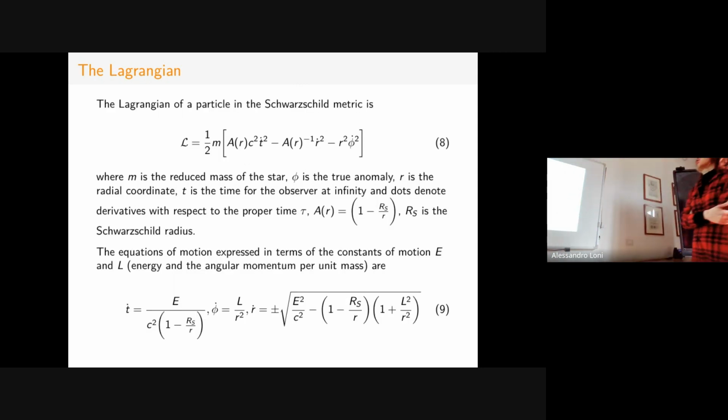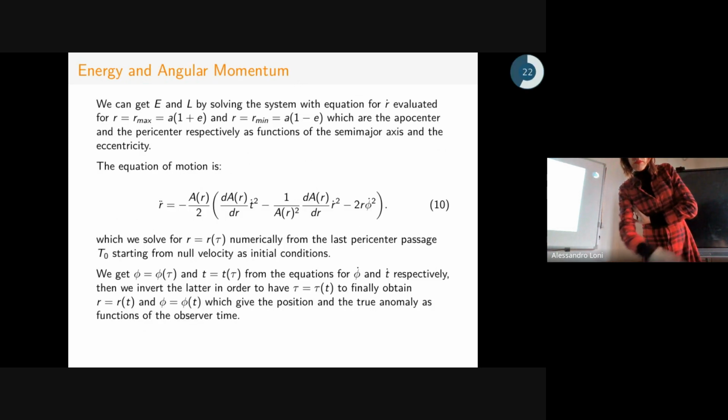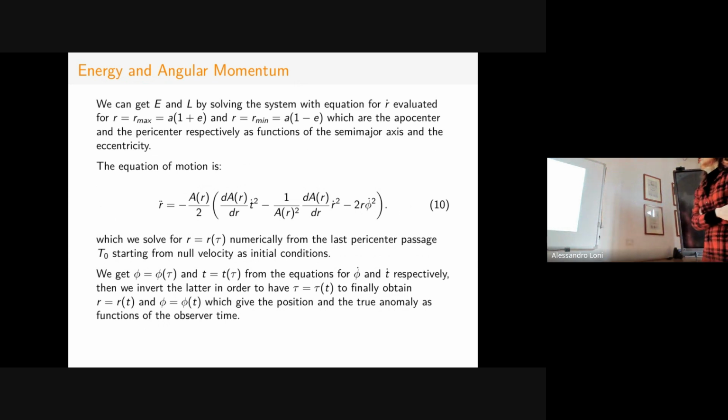Starting from the Lagrangian, written in the Schwarzschild metric, where m is the reduced mass of the star, phi is the true anomaly, r is the radial coordinate, t is the time of the observer at infinity, with the dots we denote the derivative with respect to the proper time tau, and r_s is the Schwarzschild radius. Then we write the equation of motion as a function of E and L, where E is the energy and L is the angular momentum, both per unit mass. We can get the energy and the angular momentum by solving the equation for r dot, evaluating it for r max and r min, which are the apocenter and the pericenter, written as a function of the major axis and the eccentricity.